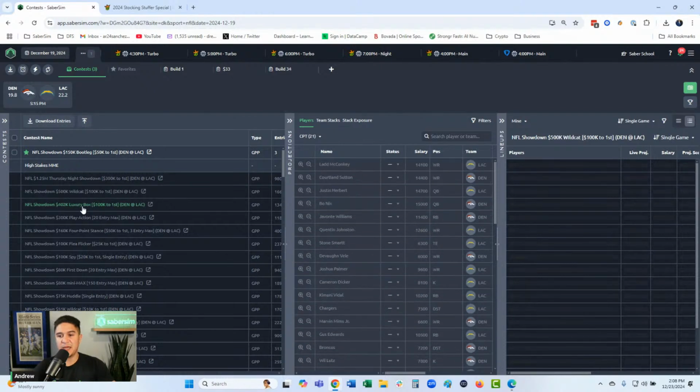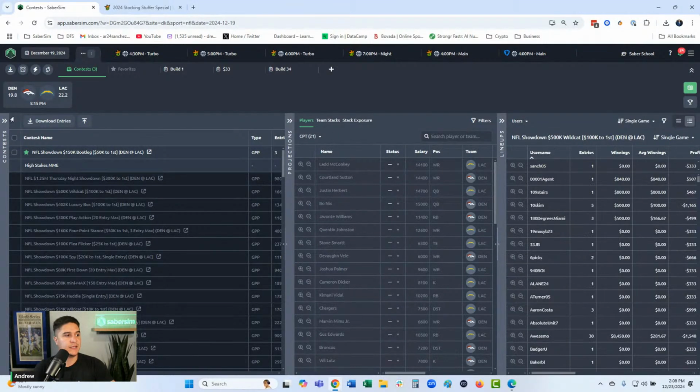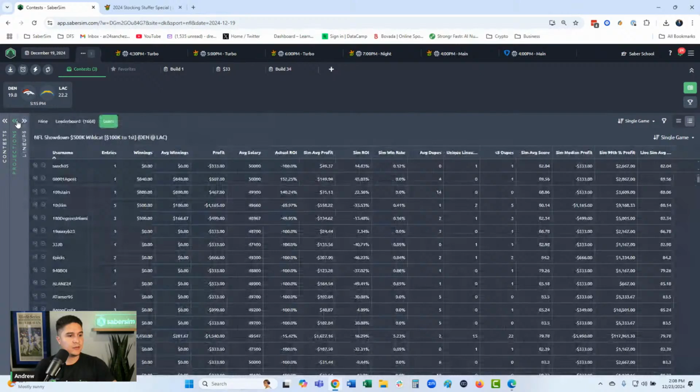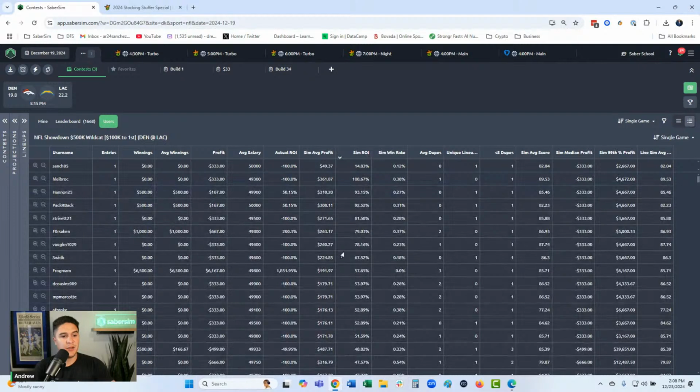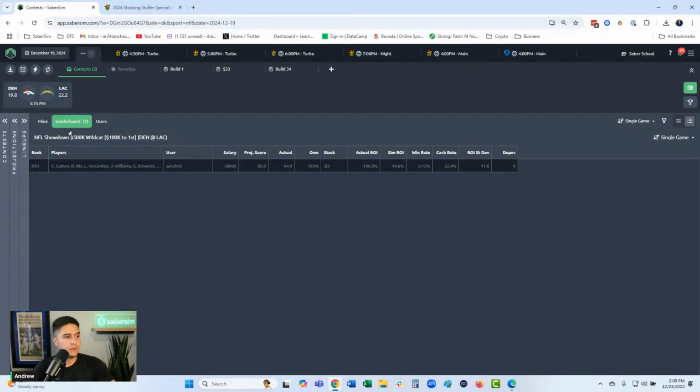So I'm basically going to spend the time showing you guys how I look at stuff, how I analyze stuff, what I think, etc. Oh, I hope my lineup is in here. All right. So I had one lineup, 14% sim ROI. If I just sort by sim ROI, it's a little bit on the low side. If I had to guess, my sim average score is a little low here. I was unique, but it seems like I maybe just played a lineup that was a little too, what's the word I'm looking for?